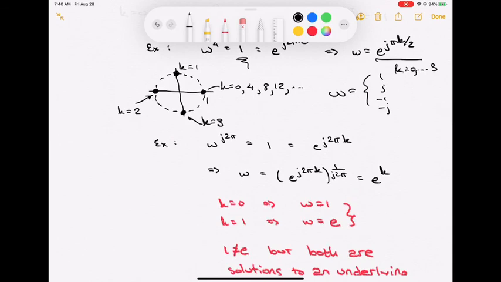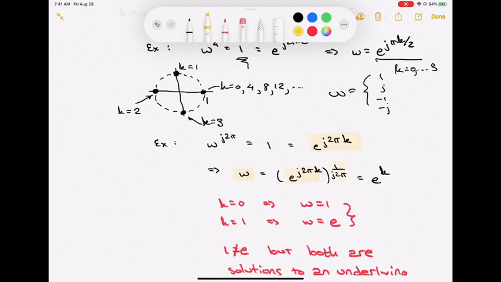Okay, so let's go back to what we had before. W raised to the j 2 pi being equal to 1. Okay, this is a problem. It's a root type problem, and I'm going to write 1 in terms of its generalized exponential form. We already did that before, so I'm just going to leave that in there. So I'm going to get e to the j 2 pi k. I'm going to take the j 2 pi root of both sides. That leaves me with w, and I'm going to get e to the j 2 pi k raised to the 1 over j 2 pi.